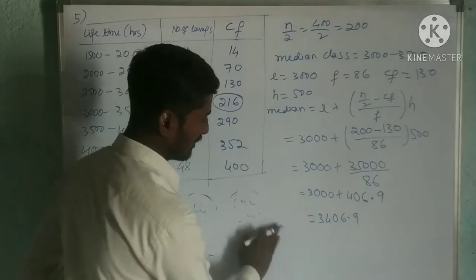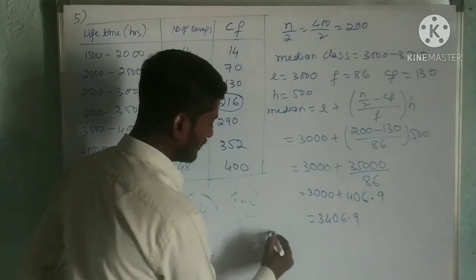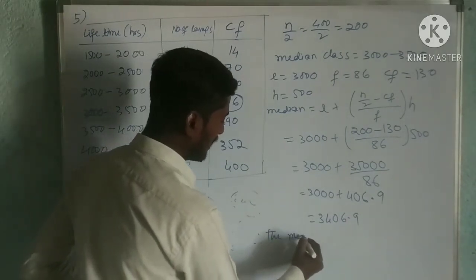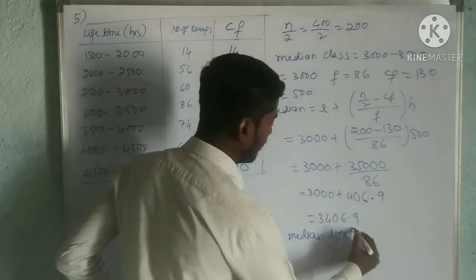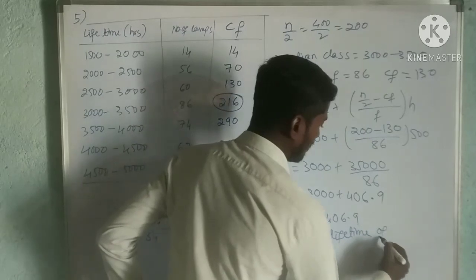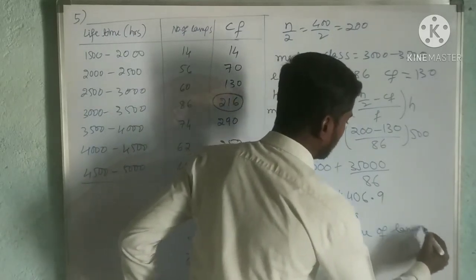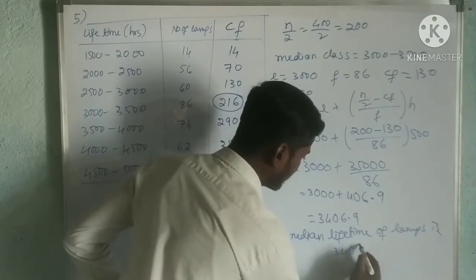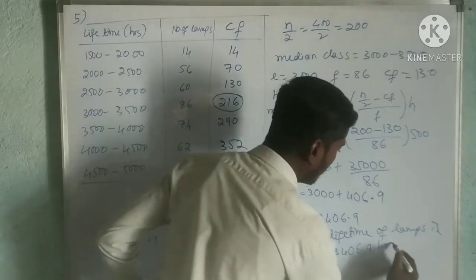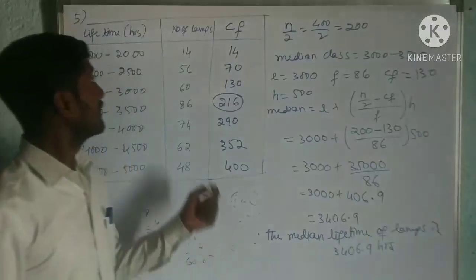So therefore, the conclusion I will write: the median lifetime of lamps is 3406.9 hours, because they are given in hours here.